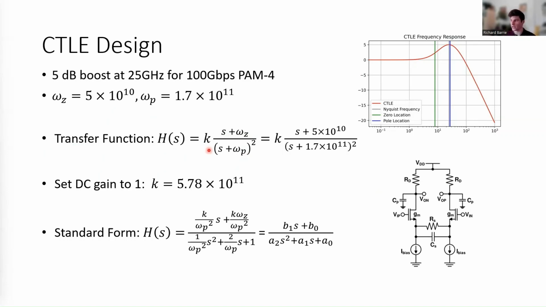We're going to calculate k so that our DC gain is equal to 1. The way we do this is we set our transfer function magnitude, H of s, equal to 1, and we set s equal to 0 at DC, and we can quickly rearrange the equation to calculate that k needs to be 5.78 times 10 to the power of 11. Now we have our transfer function fully specified with omega z, omega p, and k. And the last thing we have to do is take it into standard form. Standard form for a transfer function is where you have a polynomial in s in the numerator and another polynomial in s in the denominator. We call the coefficients of the numerator polynomial B0 and B1, and the denominator A0, A1, and A2.